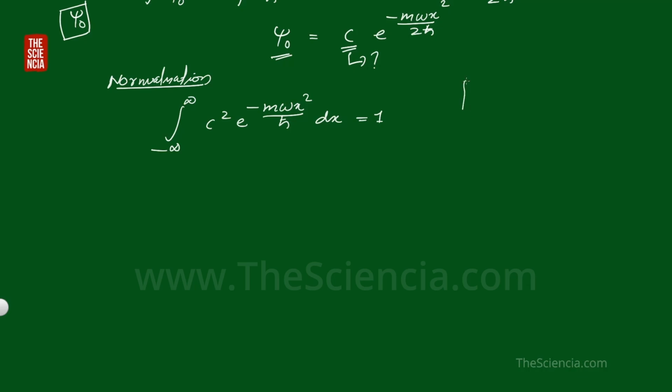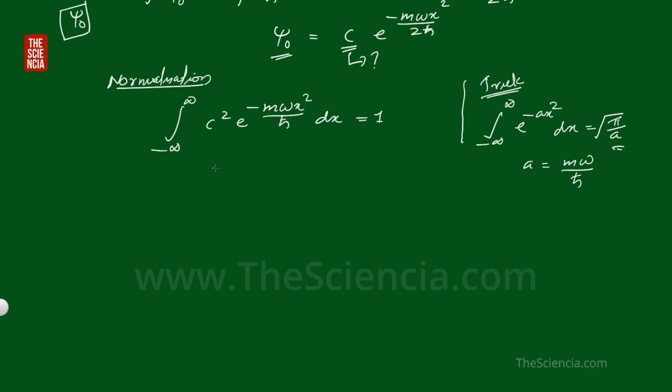And here I told you a trick to solve this integral. What is that? That is the integral from minus infinity to plus infinity of e raised to minus a x squared dx, which is equal to root pi by a. Here, what is a? a is equal to m omega by h cross. So we have to substitute this a equal to m omega by h cross in this expression.